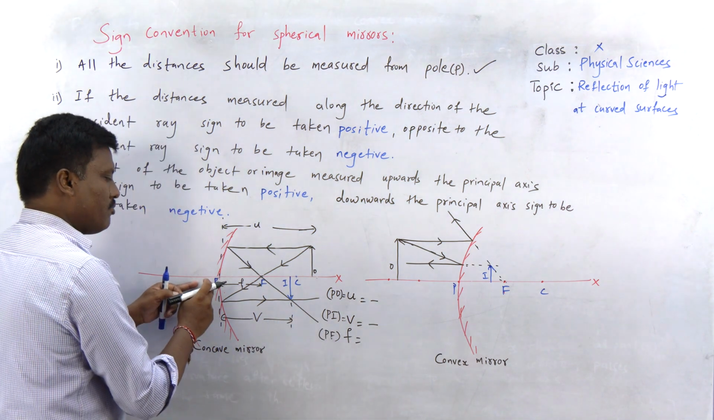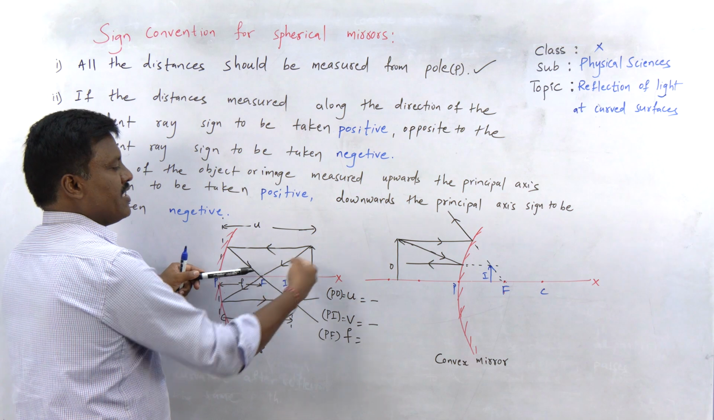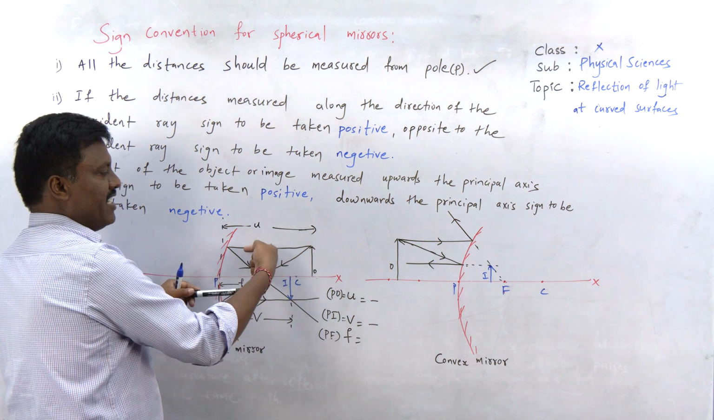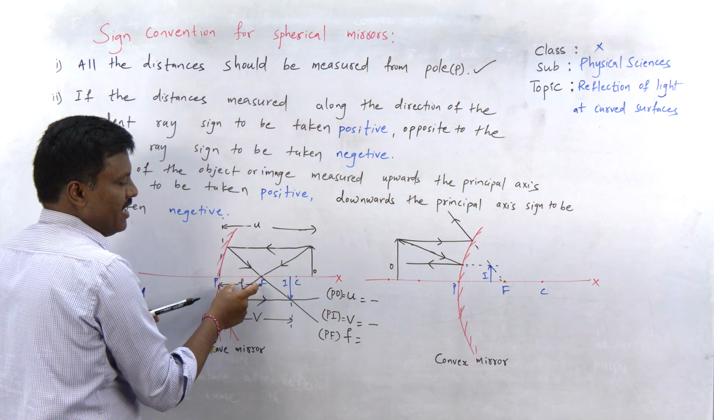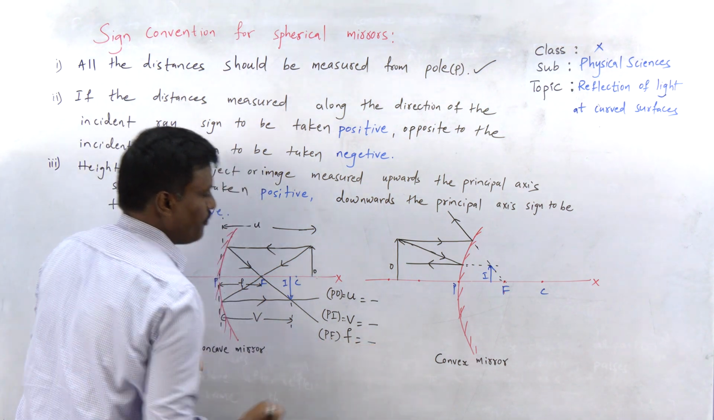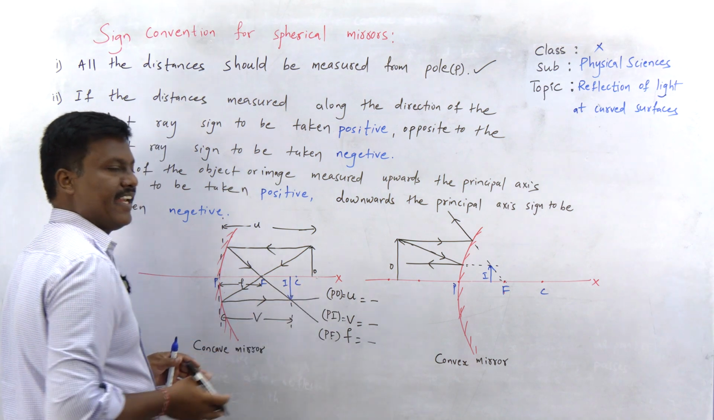Focal length. We are moving from P to the F, moving this way. But this direction is opposite to the incident ray. This is the incident ray. Are we moving along the incident ray? No. We are moving opposite to the incident ray. Then the sign is to be taken negative. For a concave mirror, the sign convention is completely negative.